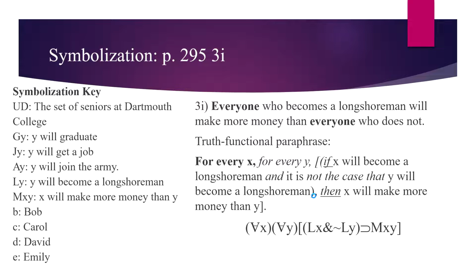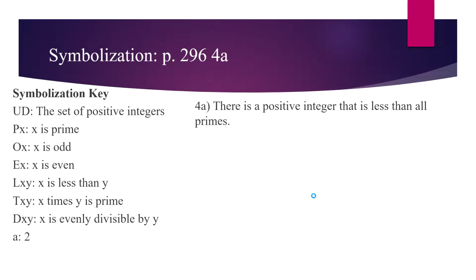Now let's move on to the second set of problems. Here we're talking about integers. We're talking about numbers, and we've got this symbolization key. Again, the only individual constant we have is 2, which is why we have to change problems E and G because of the typo. But let's start here.